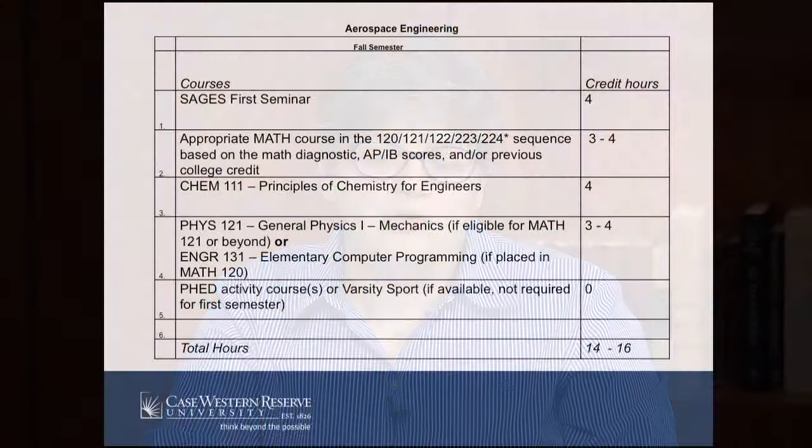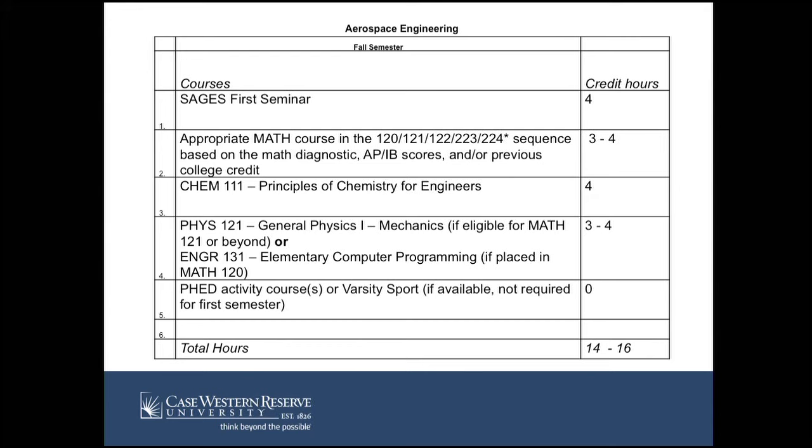The next course that's listed is Chem 111. So for engineering majors, it's really important that you take this course, Principles of Chemistry for Engineers, in your first semester. It's a foundational course and a prereq for other courses that are going to follow on. But once again, you may have AP credit for chemistry, so you may not actually enroll in Chem 111.